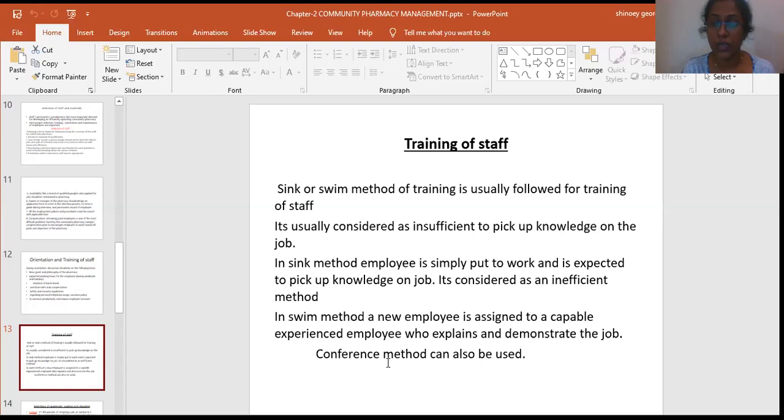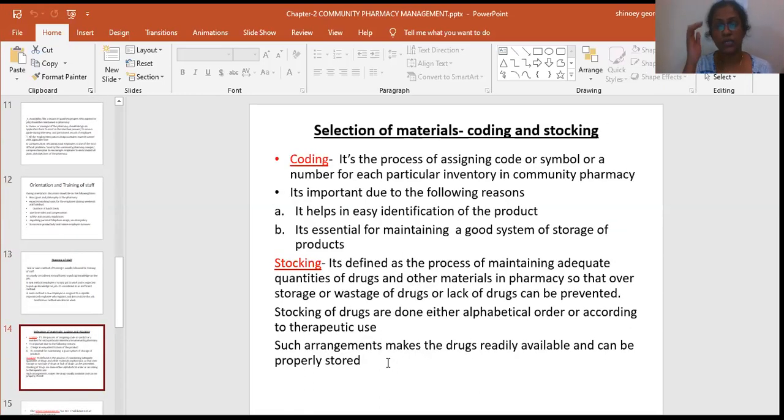The opposite is the swim method. In the swim method, the newly joined staff will be put under the supervision of a trained pharmacist. So this trained pharmacist is considered as a mentor for this newly joined staff, where he will properly explain what all things have to be done in the community pharmacy. So by means of this training, the newly joined staff will be able to attain knowledge about the functioning of the community pharmacy. Next one is the selection of material.